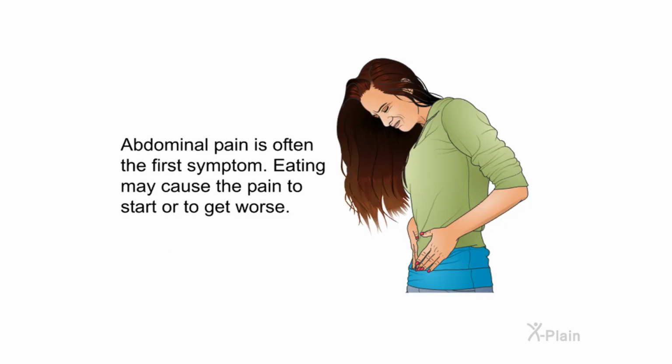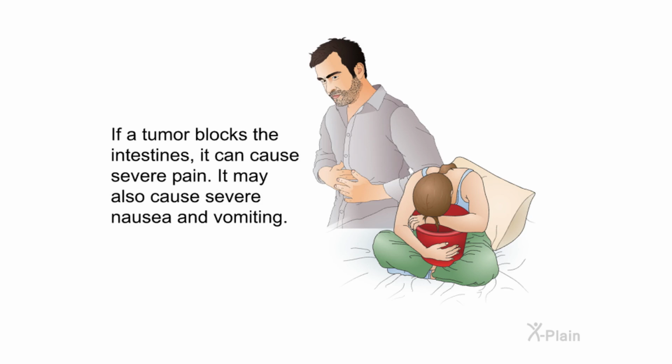Abdominal pain is often the first symptom. Eating may cause the pain to start or to get worse. If a tumor blocks the intestines, it can cause severe pain. It may also cause severe nausea and vomiting.